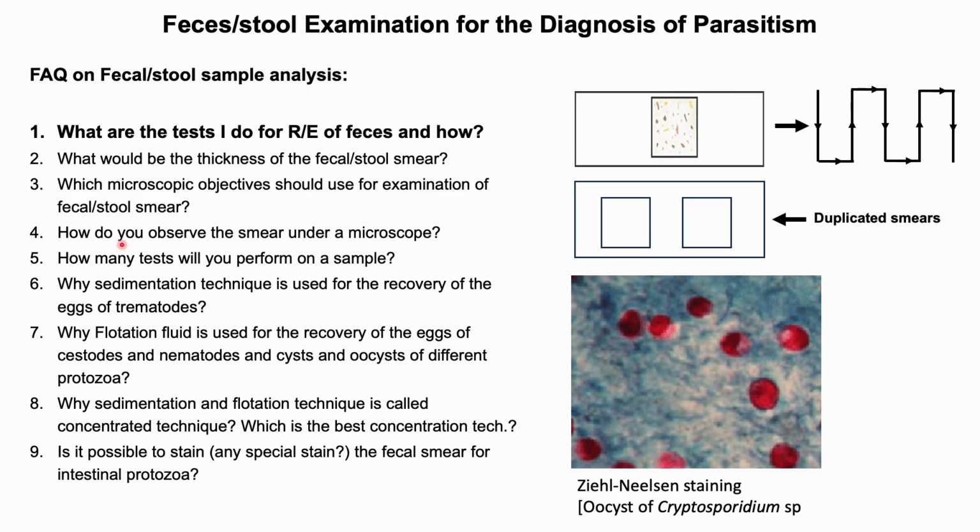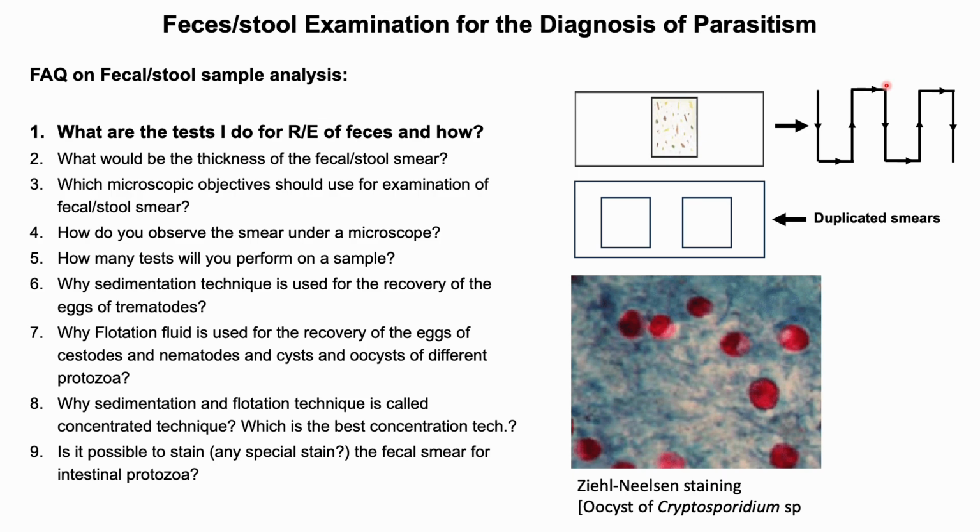The fourth question is, how do you observe the smear under a microscope? The prepared smear should be checked thoroughly before commenting whether the sample is positive or negative. A smear should be scanned using a back and forth motion. That is, you should start from a corner of the smear. For example, start from the upper left corner, then go downwards to the lower left corner, change the direction, then go up again and change the direction again, and finish examining the smear by this technique.